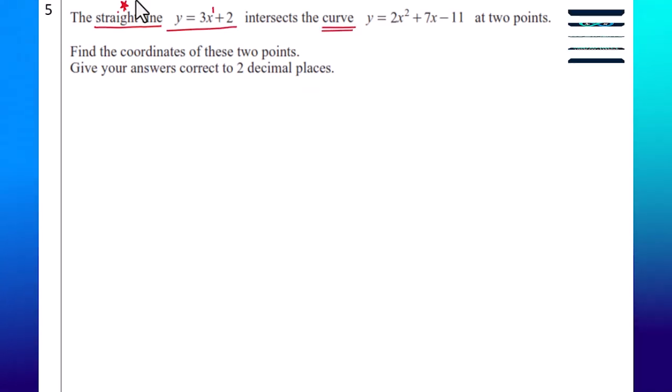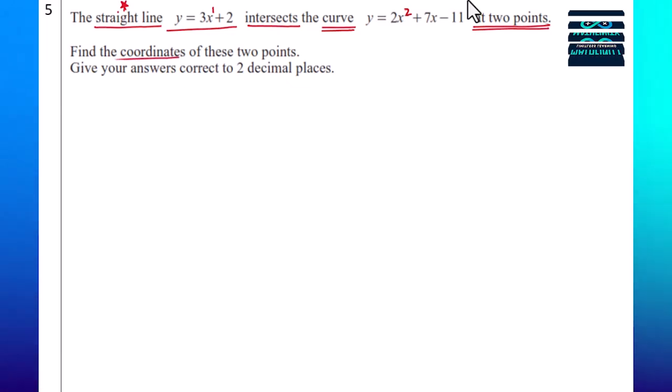Intersects the curve. Curve could be quadratic, cubic, or fourth root or fifth root equation. But anyway, right now they give us a quadratic equation because the highest power is 2. Intersects means they are intersecting the curve at 2 points. At two different points, they are intersecting. I will give you a rough sketch of what is the meaning of this statement.